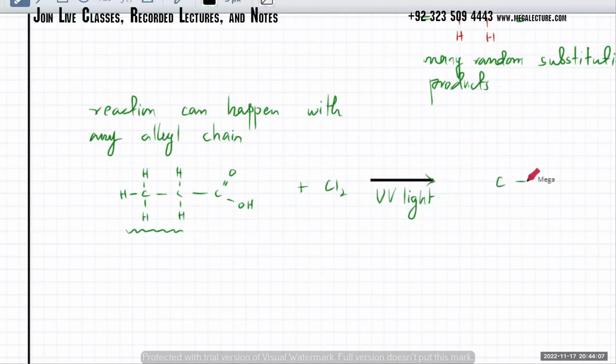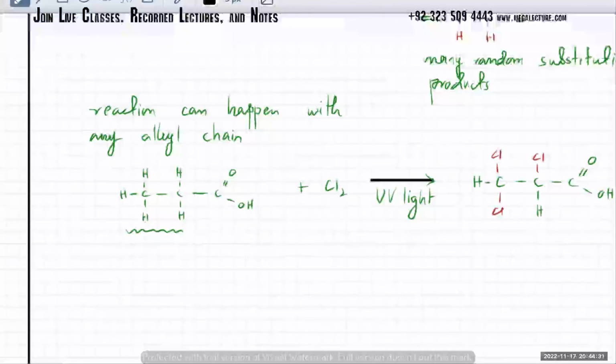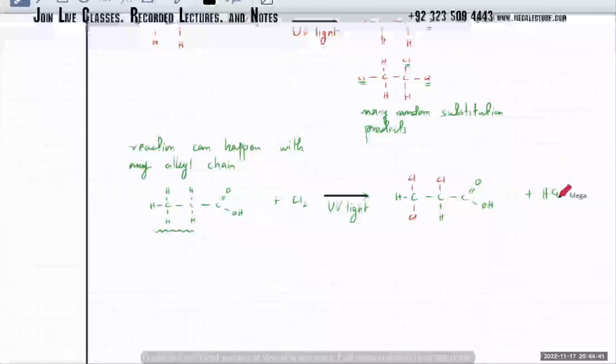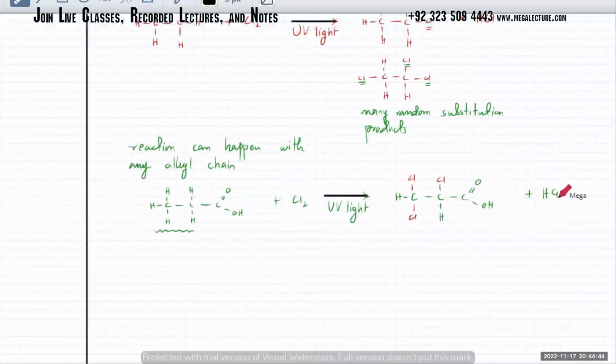So if this was propanoic acid, then randomly some of the H's will get substituted by Cl. Or HCl would be your byproduct in this case. Okay, so is this also clear that it can happen with any carbon chain? Yes, sir. Not limited to alkanes. So for now, that's it.